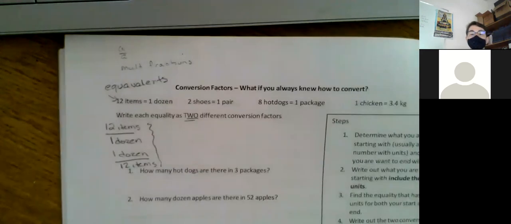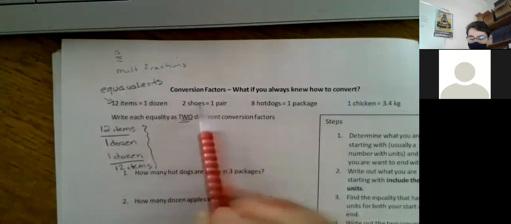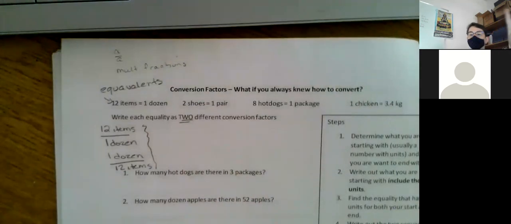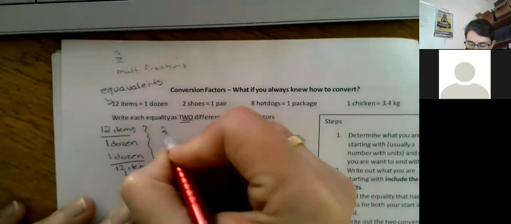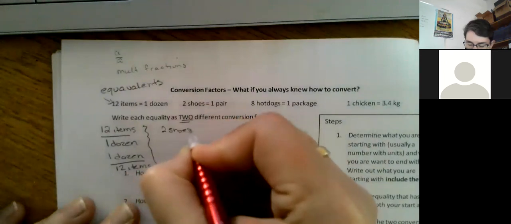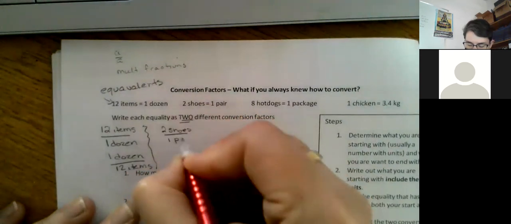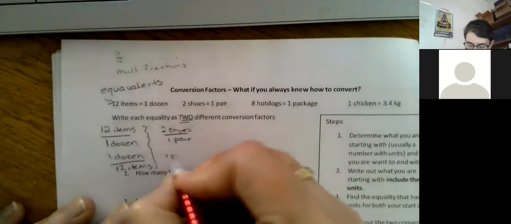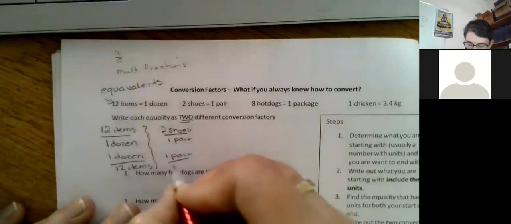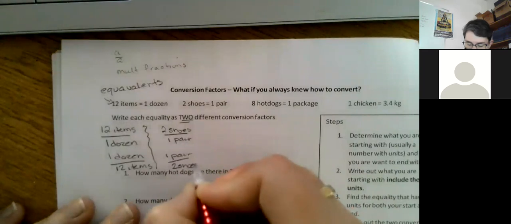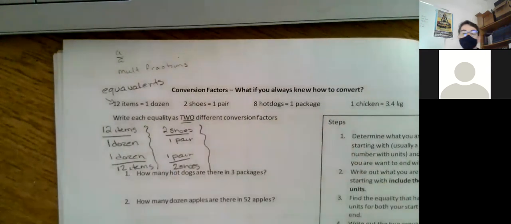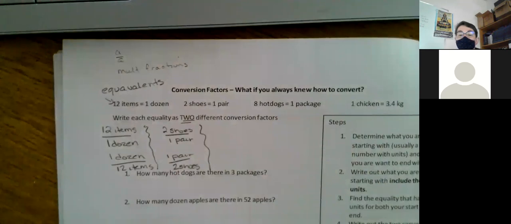So every single equivalent like this has 2 fractions you can make out of it. So the next one would be 2 shoes, 1 pair, 1 pair, 2 shoes. Maybe pause the camera right now, and why don't you just do the other 2?